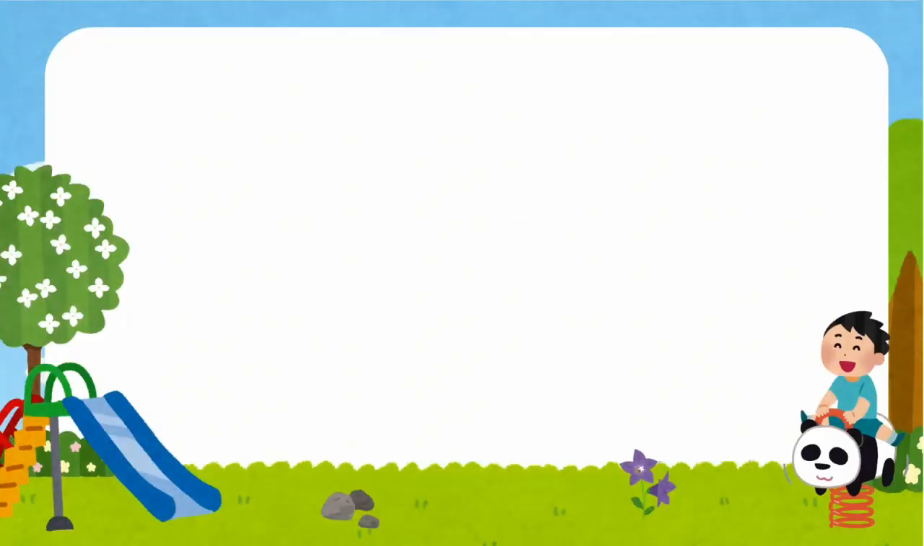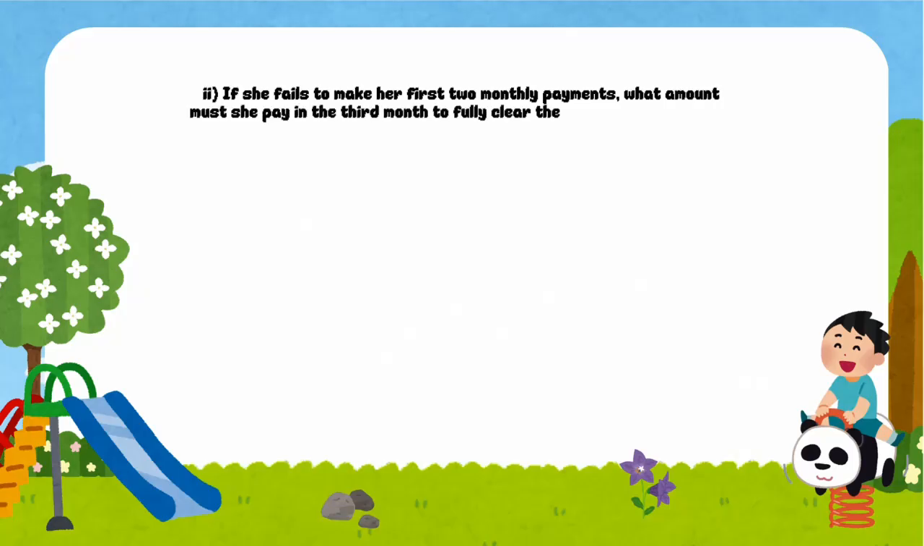Question 2. If she failed to make her first 2 monthly payments, what amount must she pay in the 3rd month to fully clear the outstanding arrears? That would mean she has to pay for the 2 months that she hasn't paid plus the 3rd month payment, meaning for N equals 3.